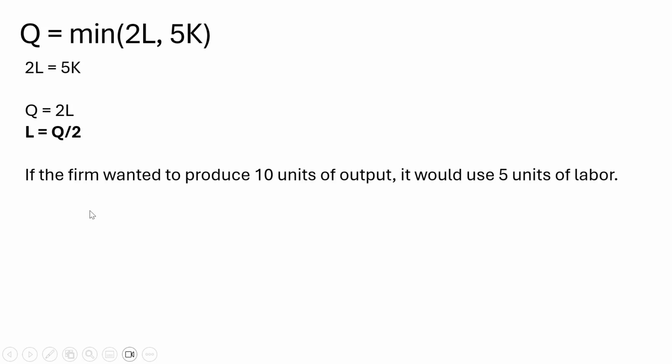So rewriting that 2L equals 5K, now we're just going to set Q equal to part of that expression, the 2L part, and now solve for L, dividing through by 2. That is going to be the conditional input demand for labor. So if the firm wanted to produce 10 units of output, 10 divided by 2 is 5. The firm would use 5 units of labor.